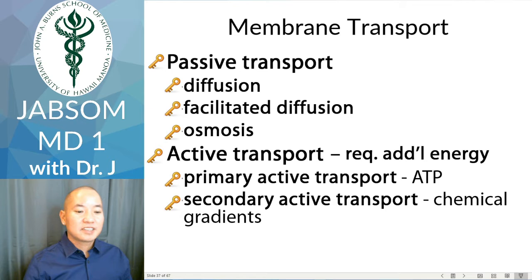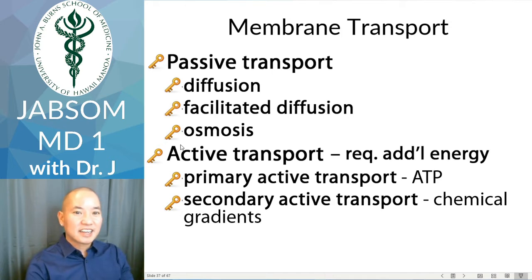So secondary active transport can use chemical gradients. And again, gradient is just a fancy term meaning a difference in concentration in this case. So if there's a difference in concentration of a chemical between the inside and the outside of a cell, by stacking it unevenly on either side of the membrane, this is actually a form of potential energy.